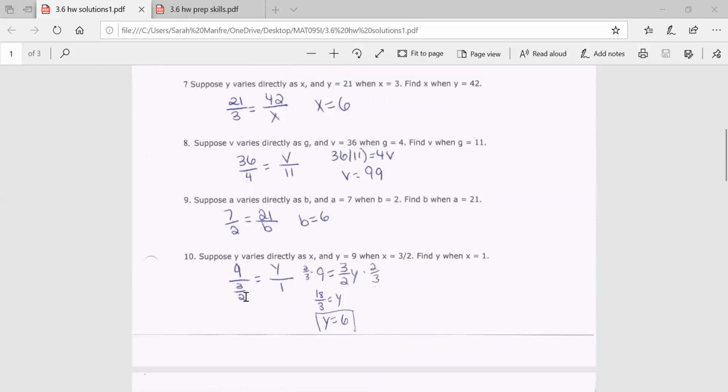And then 10, it goes back to x and y, and we get 9 is equal to 3/2 y when you multiply. So just remember to get rid of this 3/2, you have to multiply by the reciprocal, which is 2/3. And then to multiply, you get 2 times 9 is 18, divided by 3 is 6.